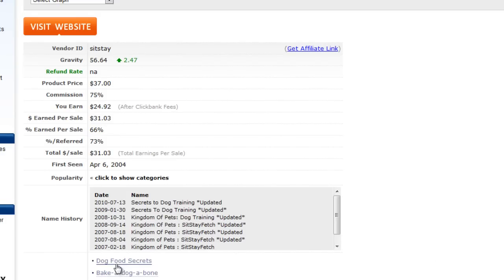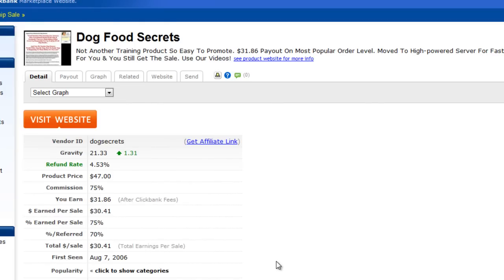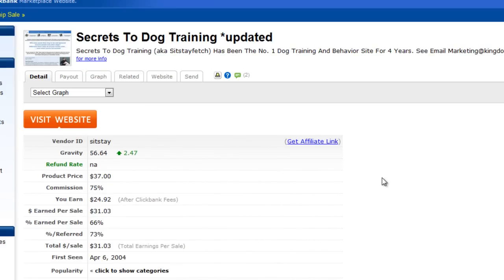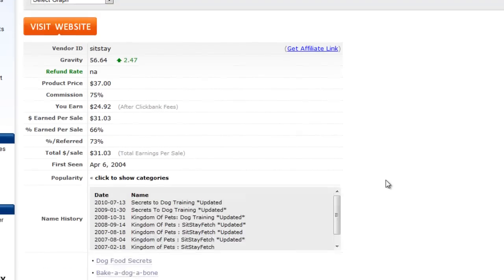So let's just have a look at this. This is a related product, dog food secrets. Let's have a look at this. Okay, yeah, so look, this one has a refund, but it's only 4%, so very, very low refund rate. Let's just go back to this other product here, Secrets to Dog Training.